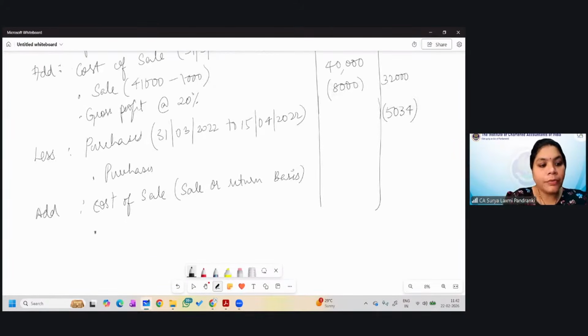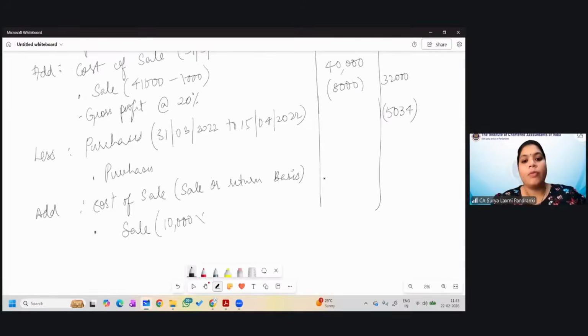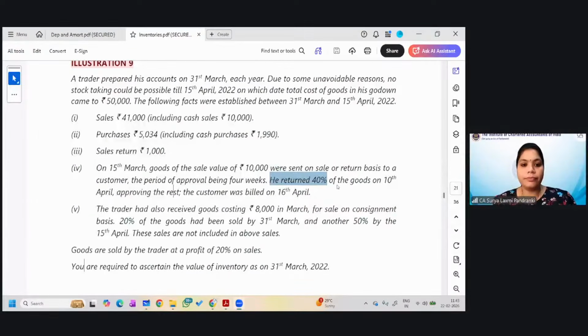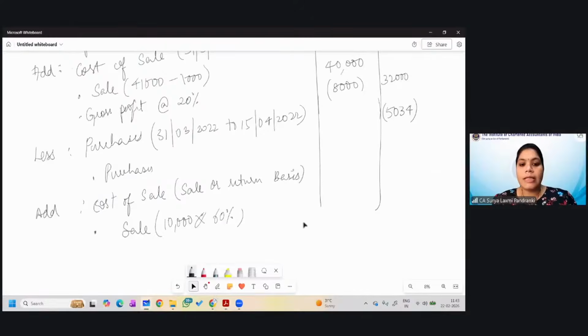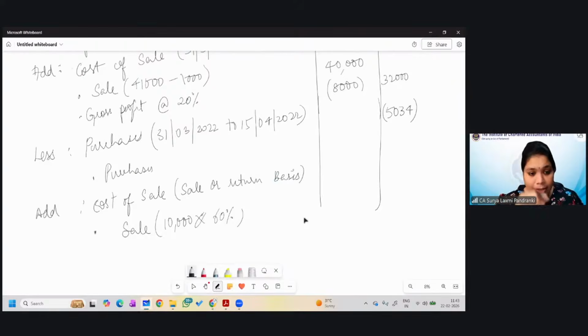Now, what is the sale value here? It is only 10,000 into 60%. I'm only taking 60%. Why only 60%? Because he has returned 40% of the goods and accepted only the remaining 60%. So the sale here is only 60%.